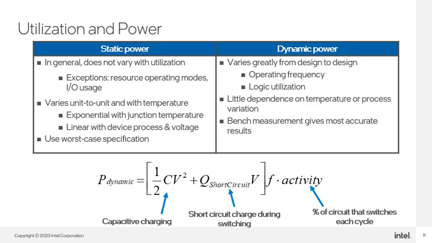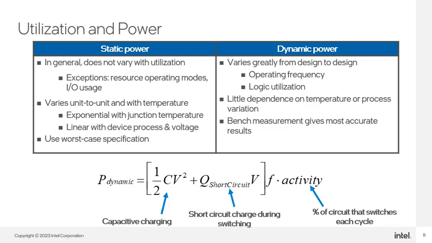As mentioned, dynamic power varies from design to design. As such, dynamic power can be a more controllable power component to consider when creating a low-power FPGA design. The equation shown here illustrates this. Dynamic power is affected by the capacitive charging of transistors in the device, the momentary short circuit power that is expended when a transistor switches, the operating frequency of the design, and the number of flip-flops switching each clock cycle, referred to here as the circuit activity.